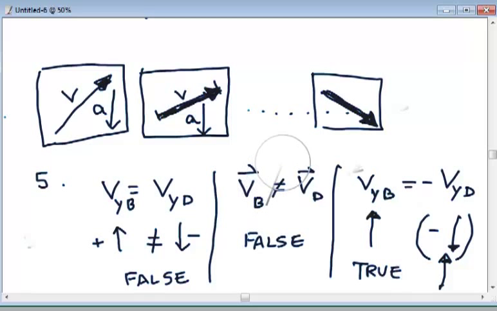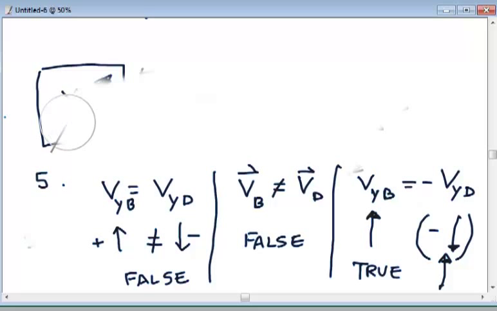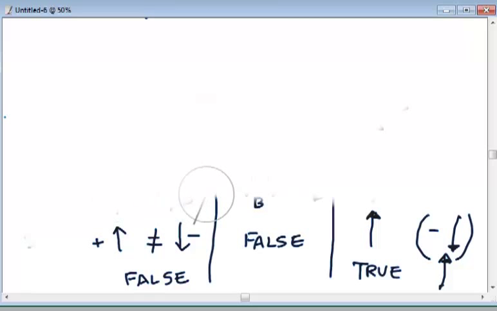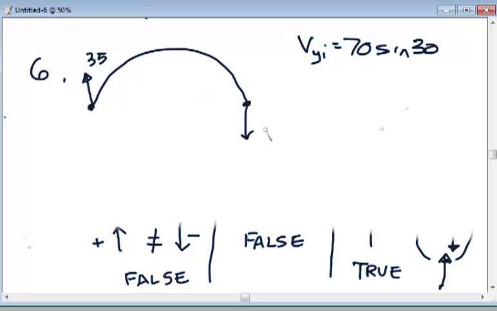Okay. Question number 6 asks us to figure out about how much time it was in the air going from beginning to end. So we're looking at the full flight. So let's figure that out. And we're going to need to use a y equation to help us to let gravity be our timer. If we look at our starting y velocity, it is 35, because remember Vy initial equals 70 sine 30, and that equals 35. And our final y velocity is negative 35.